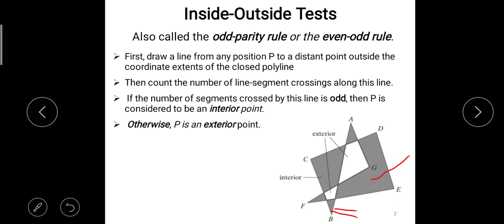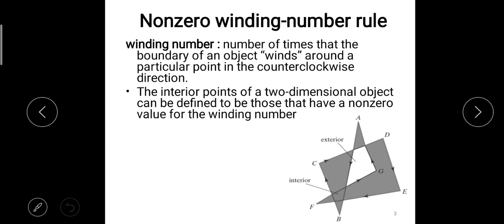Now we'll move on to the next algorithm, that is the non-zero winding number rule. First of all, let us see what the winding number is. The winding number is the number of times that the boundary of an object winds around a particular point in the counterclockwise direction, that is the anti-clockwise direction.